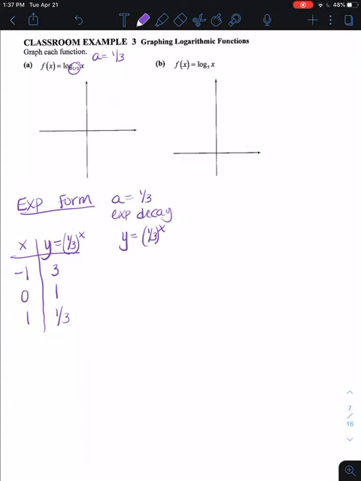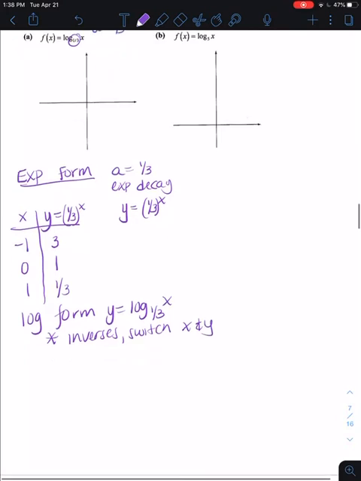Log and exponential functions are inverses. So the log form, which we have above, which is y equals log base 1 over 3 of x, they're inverses. So I'm going to switch x and y. So when I graph this, I'm just going to flip-flop the points that I have above. So it's going to be (3, -1), (1, 0), and (1/3, 1). So these are the points that I will use to actually graph this.